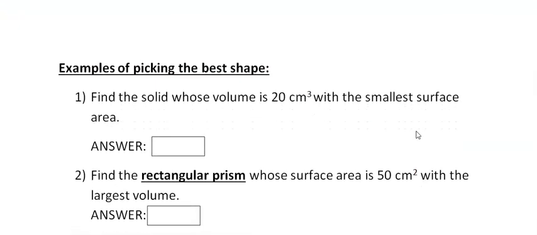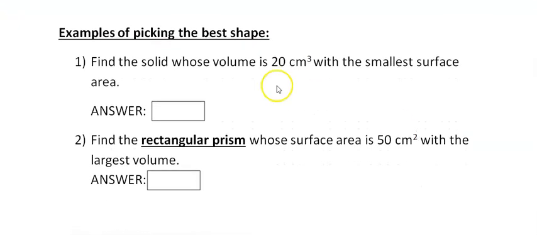So examples of types of questions you could see: a question that says find the solid whose volume is whatever and has the smallest possible surface area. If it just says find the solid and it hasn't specified anything about it, we know that we're looking for the ideal solid because we have a given volume and we want to minimize surface area. If you get to choose, then the one to choose is a sphere.